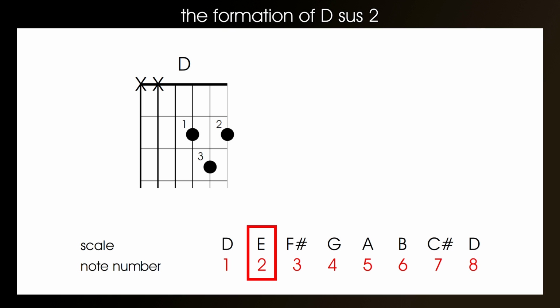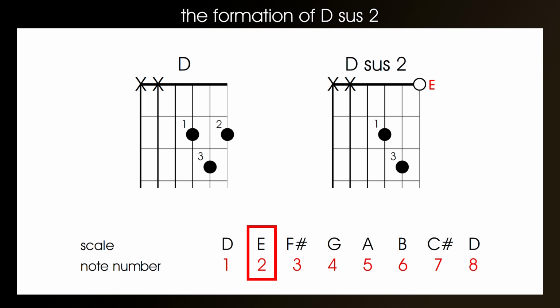So to introduce the E into the D major chord, I remove the finger on the second fret of the top E string. So when I strum the chord, the E string is ringing. And this then is the D sus2.